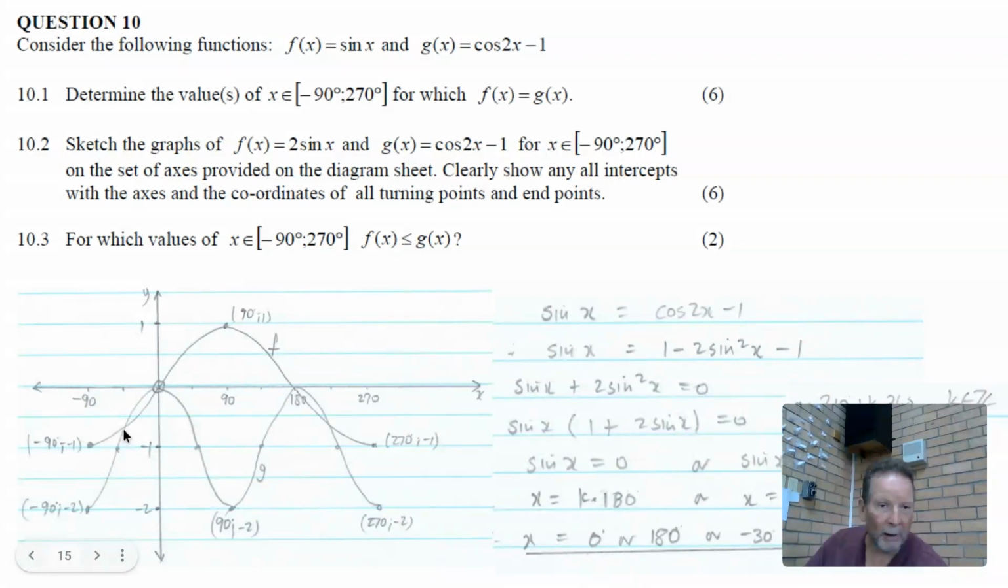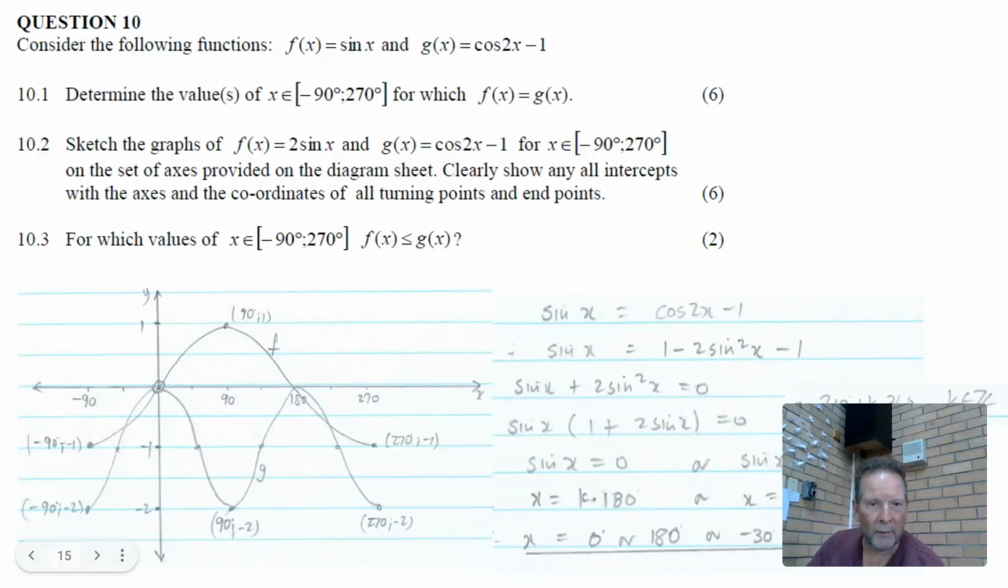And now I'm looking at the places where they cross. Minus 30, 0, 180, and 210. It even looks about right. There it is, minus 30, 0, 180, and 210. Now, for which values between here is f, this function f, below g?